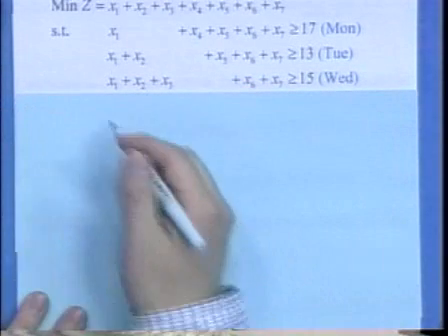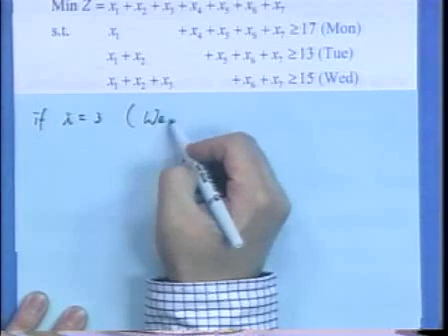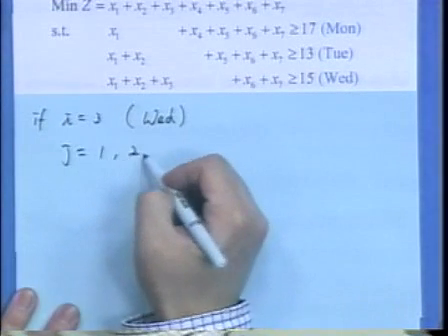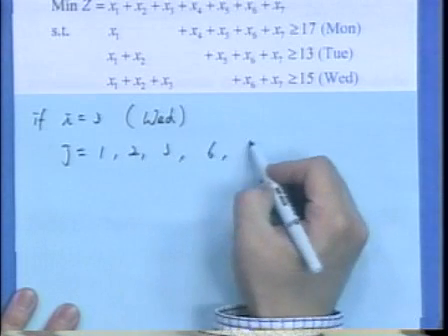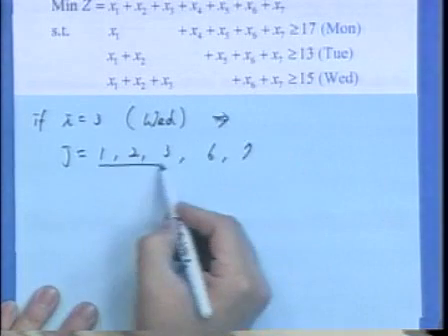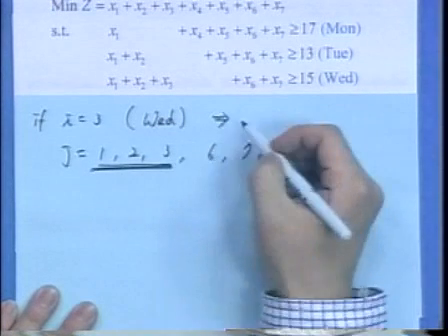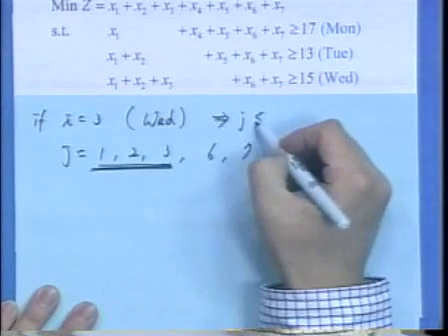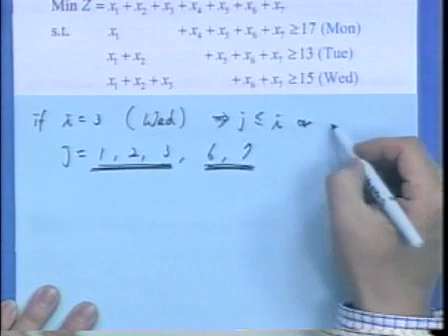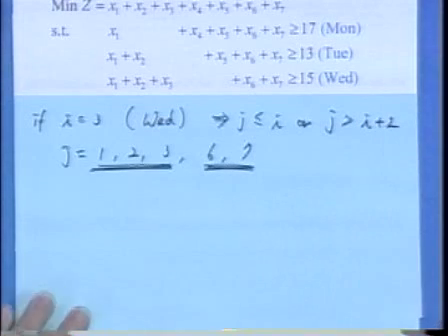What about Wednesday? If I equals 3, so it's Wednesday, j can take the value of 1, 2, 3, and 6, 7. And still, those three values can be obtained by j is less than or equal to I, right? And these two values can be obtained by j is greater than I plus 2. Is that right?